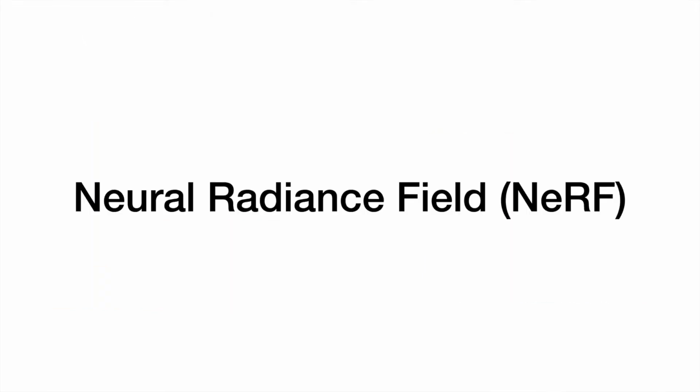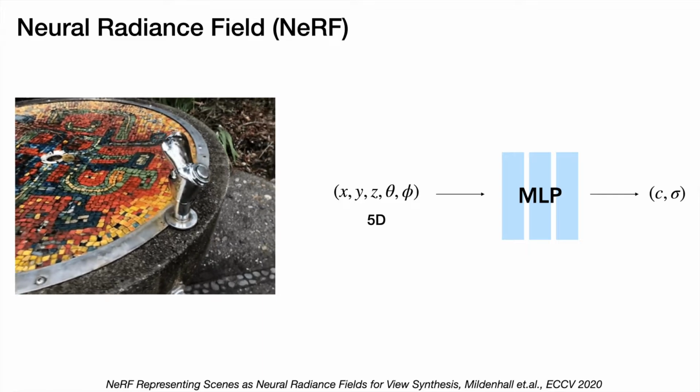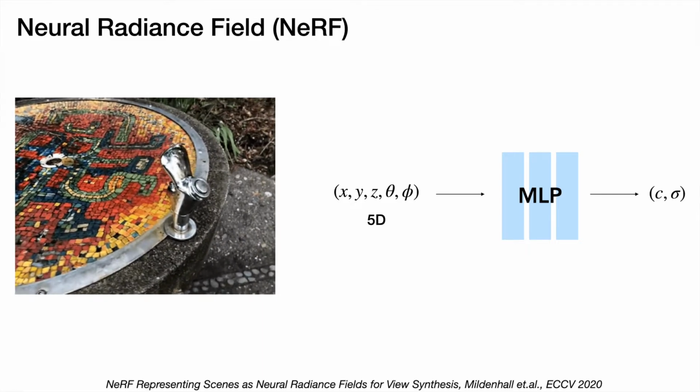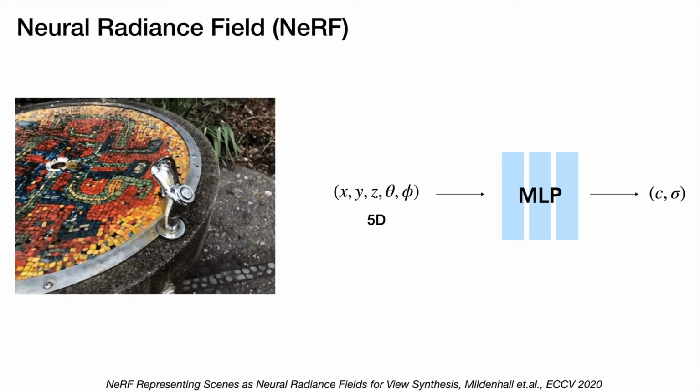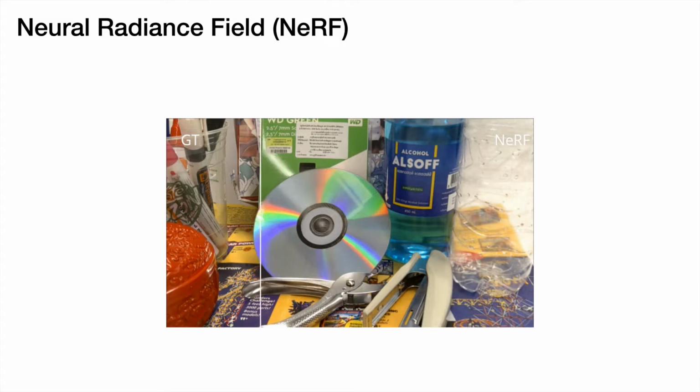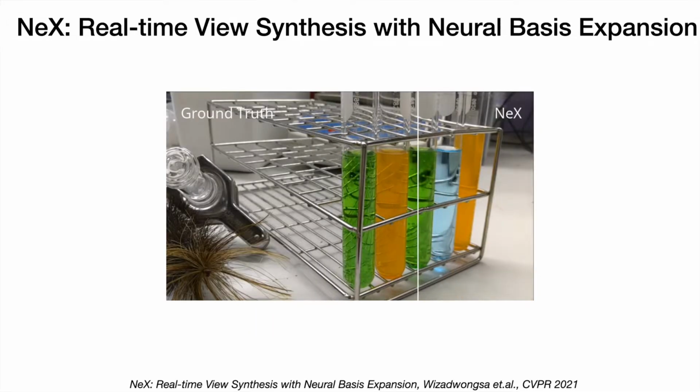Recently, Neural Radiance Field, or NeRF, achieved great progress towards photorealistic view synthesis by representing a scene using a neural network that takes a 5D input to predict color and opacity. NeRF, however, is challenged when rendering scenes with complex view-dependent effects, such as a reflection on the CD as shown here. Follow-up work such as NEX have strived to overcome this limitation.